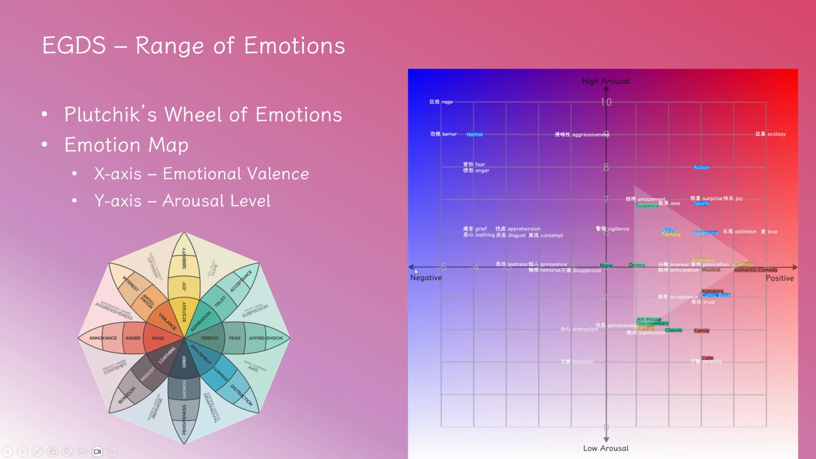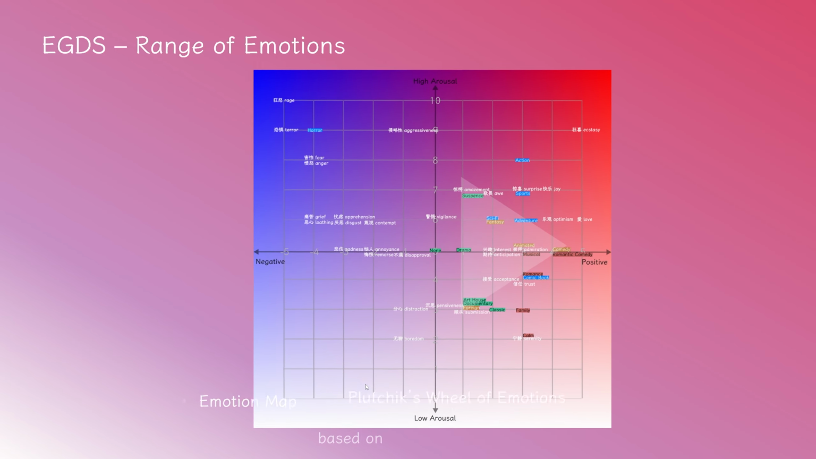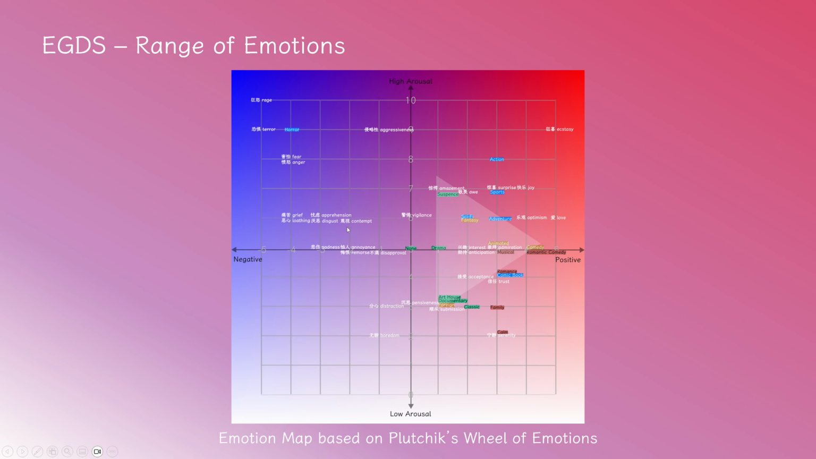Also, the left part will feel more cold, so it has the tone color of blue, and the right part has the tone color of red. And based on the arousal level, if it's higher, then it's more saturated. And we could remap all of the emotions that we took from the Plutchik emotion wheel to certain places.